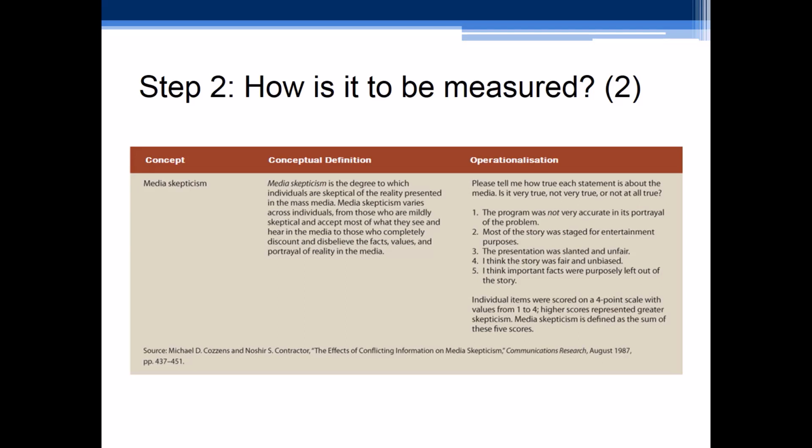So in this example, the concept of interest is media skepticism. The researcher provides a conceptual definition stating that this is the degree to which individuals are skeptical of the reality presented in the mass media, and they're going to operationalize it with these five scale items here. For the upcoming survey, you might want to look at the construct document on Blackboard, which specifies each of the constructs we examine in our survey, and provides a conceptual definition and an operationalization of the constructs that we've used.